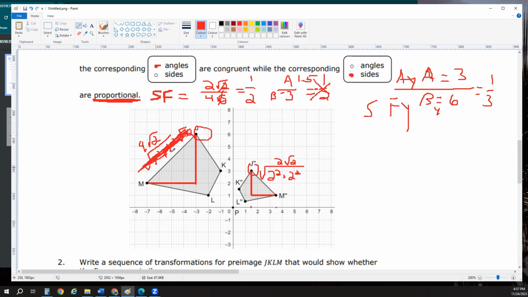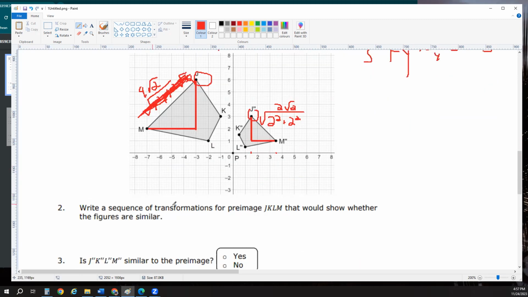Right? But see, your scale factor is 1/2. All of your line segments, 1/2. So that's just to prove my point. I didn't have to do that. That was just showing you guys that that is true. Okay. So write the sequence of the pre-image onto the image.